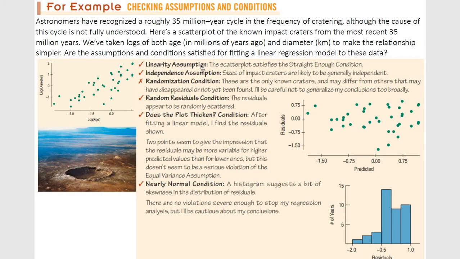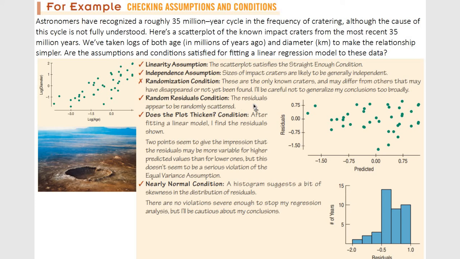You have your linearity assumption, so the straight enough condition, which looks good. The independence assumption: the sizes of impact craters are likely to be generally independent, right? Different meteors. The randomization condition: well, these are the only known craters. So there are ones we don't know, like ones that have hit the ocean. The ocean takes up the majority of Earth, so there's a lot we're missing. So don't be too general or too specific with your conclusions, okay? But we work with what we have.